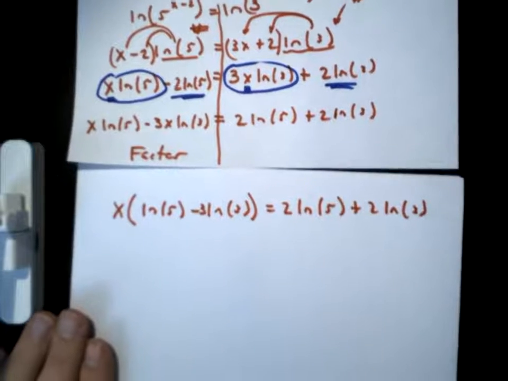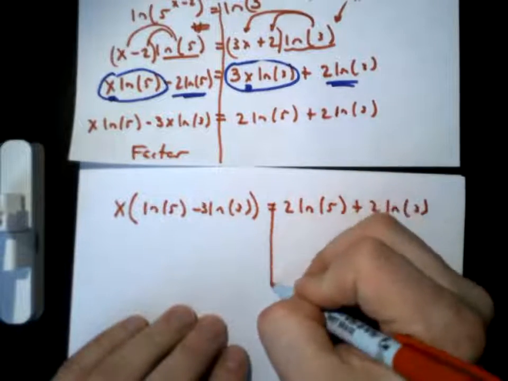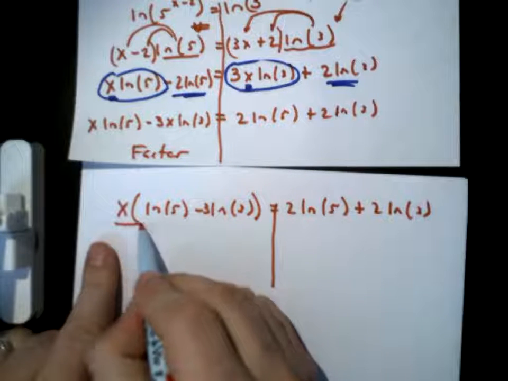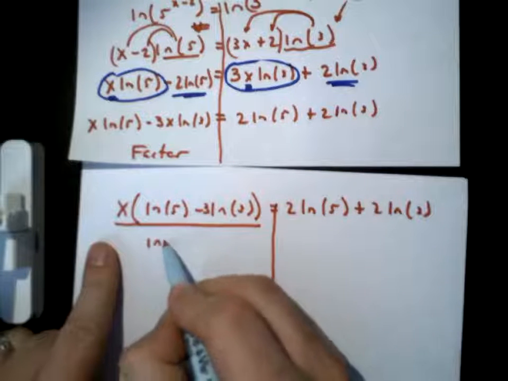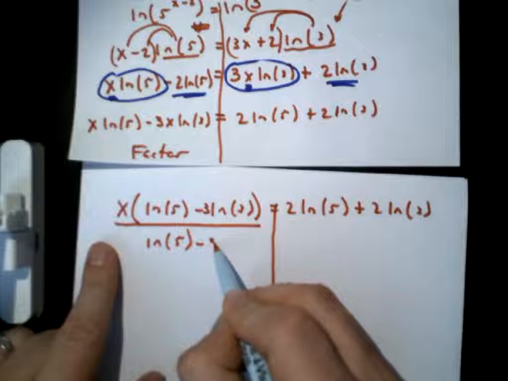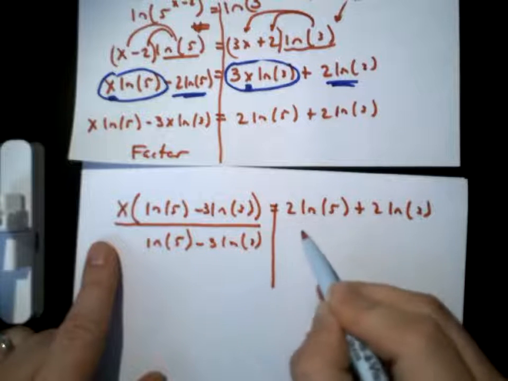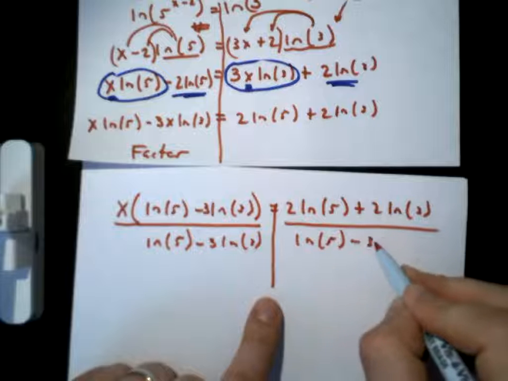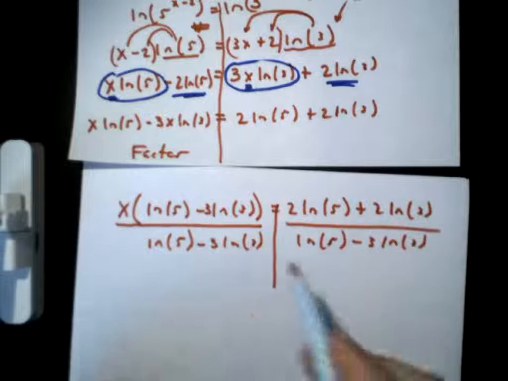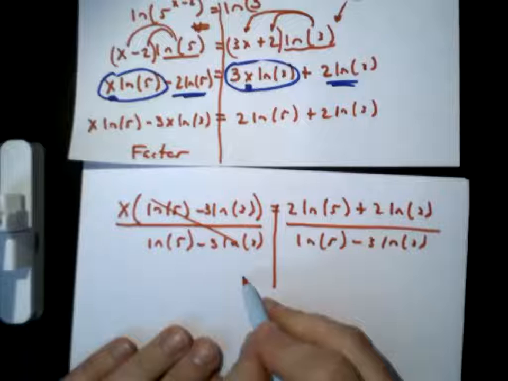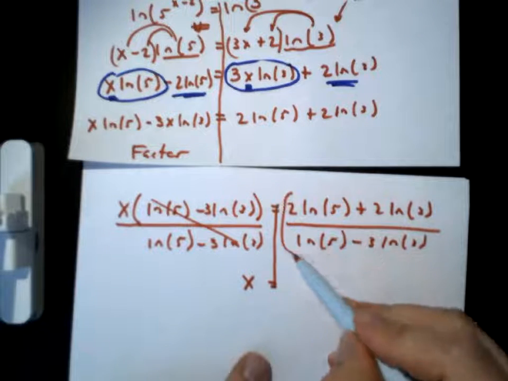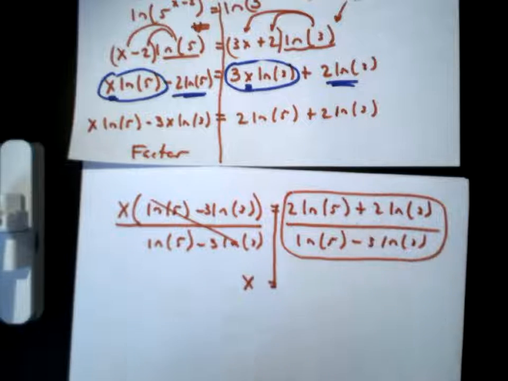Now what? Well, this is still an equation. You have an x here. So you're going to take all this junk and put it over here. That says I get to go bye-bye. And there you go. Here's your answer.